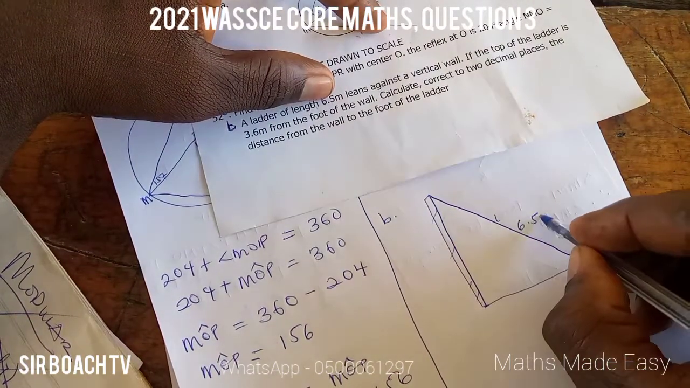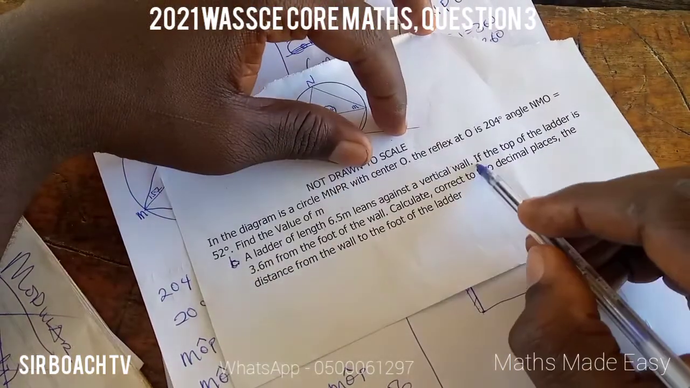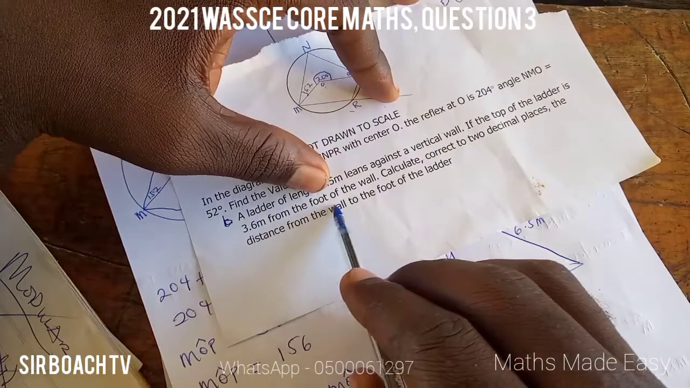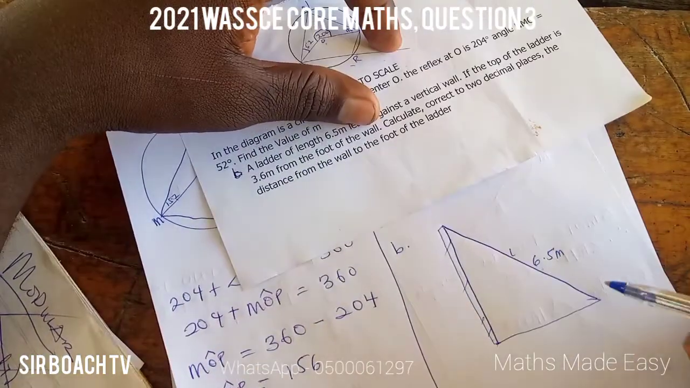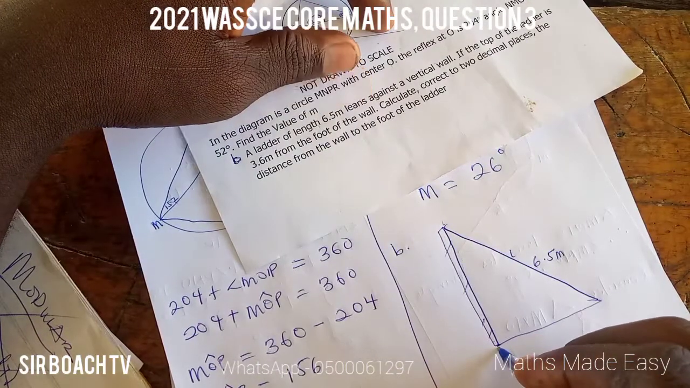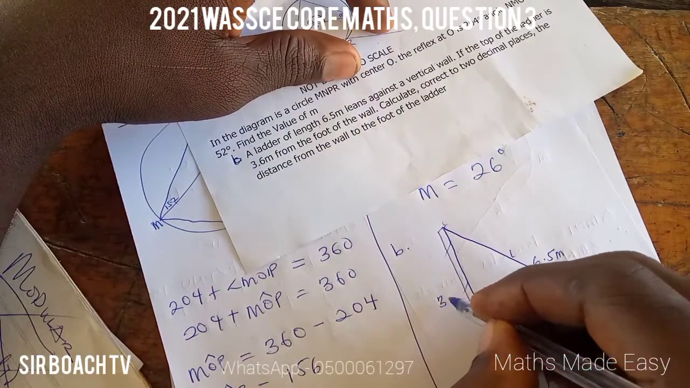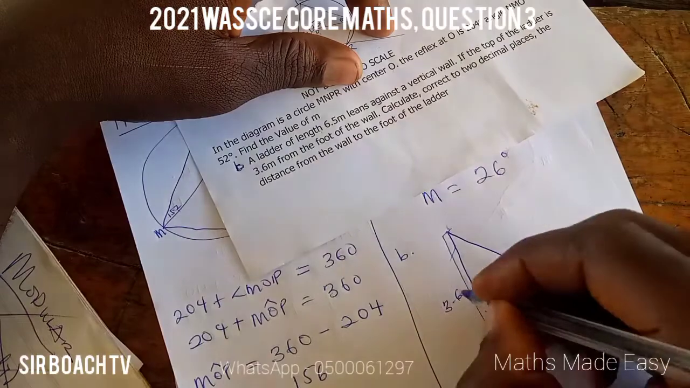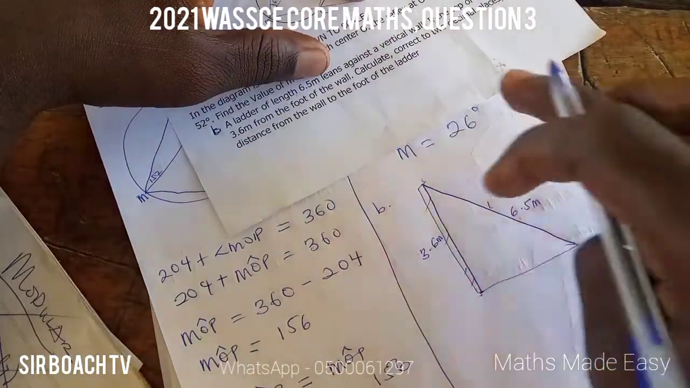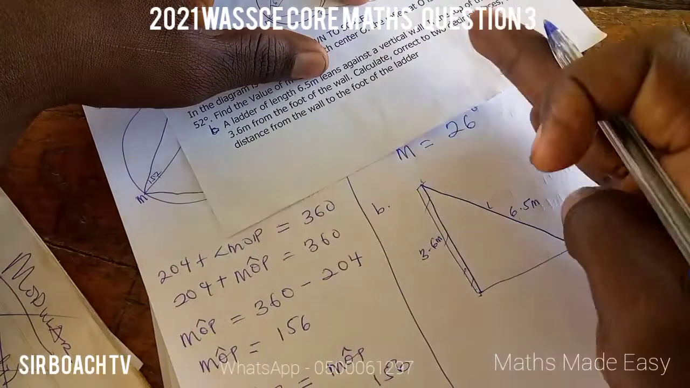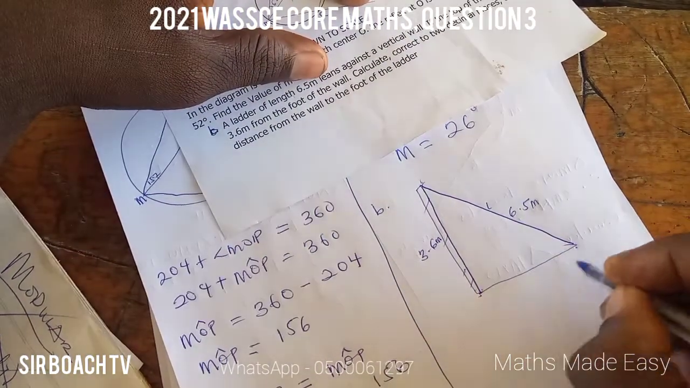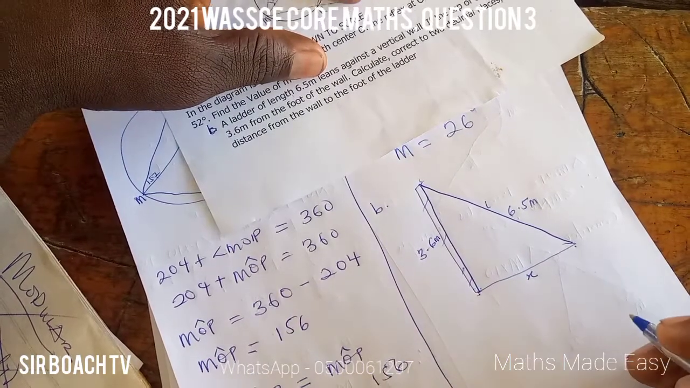It says that the top of the ladder is 3.6 from the foot of the wall. So from here, that's the top of the ladder, to the foot of the wall is 3.6. So that's the length of the wall, 3.6 meters. And it says calculate to 2 decimal places the distance from the wall to the foot of the ladder. So we are finding this, we don't know it, so we put x over here.